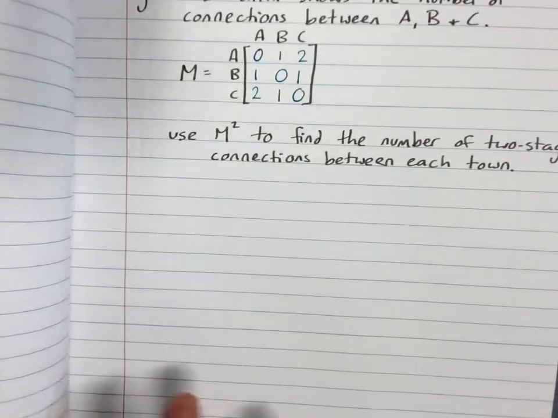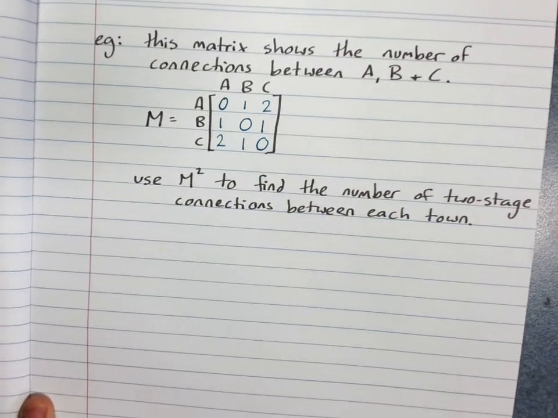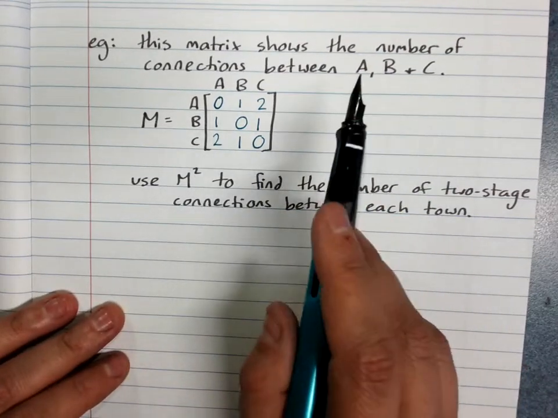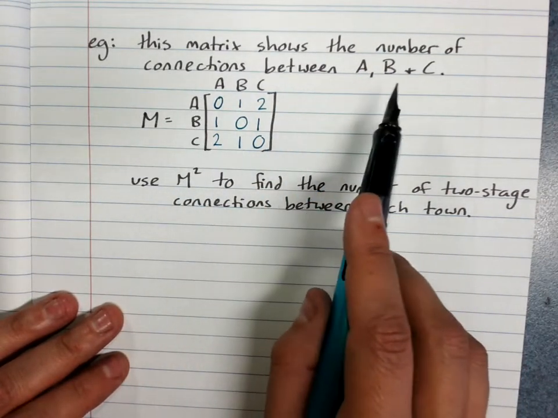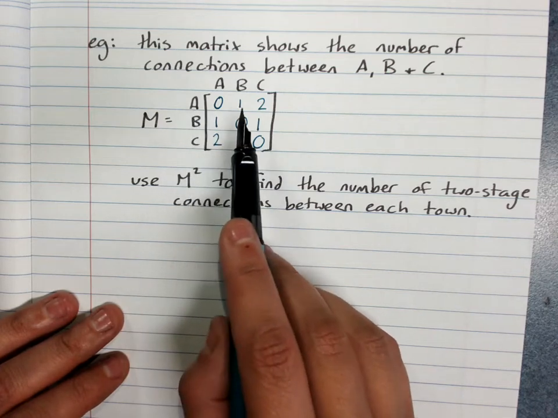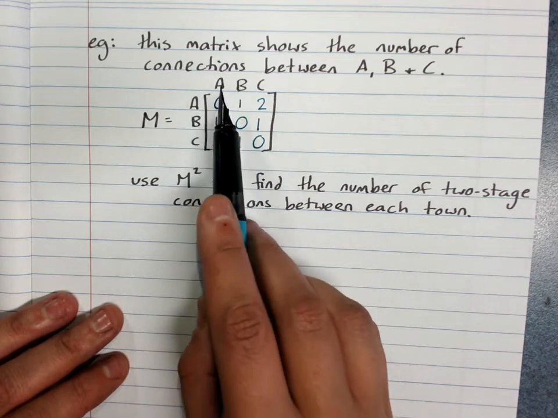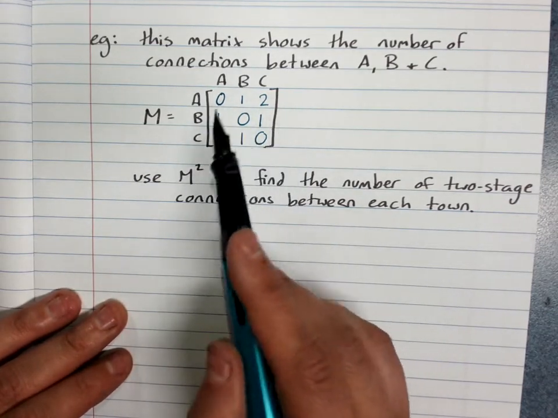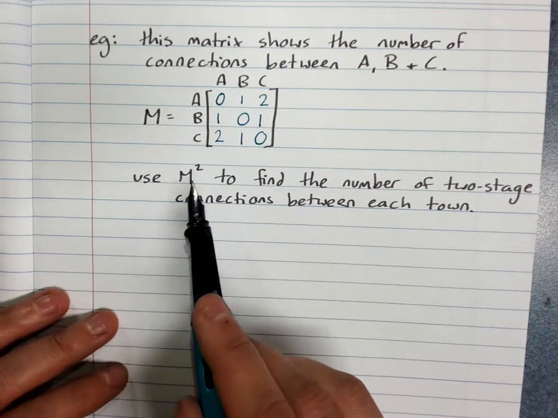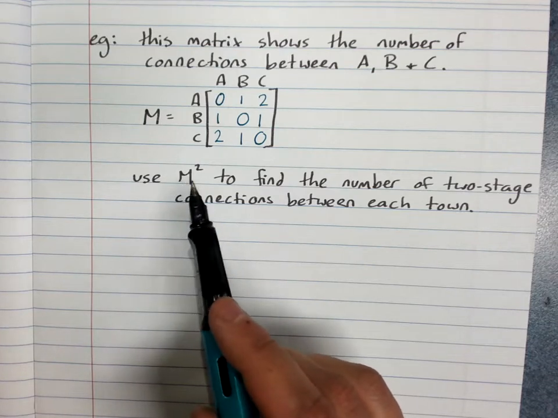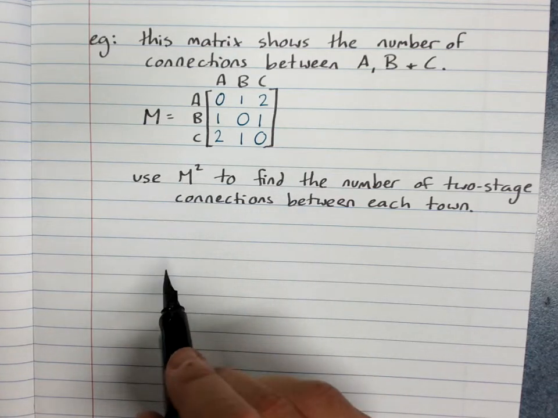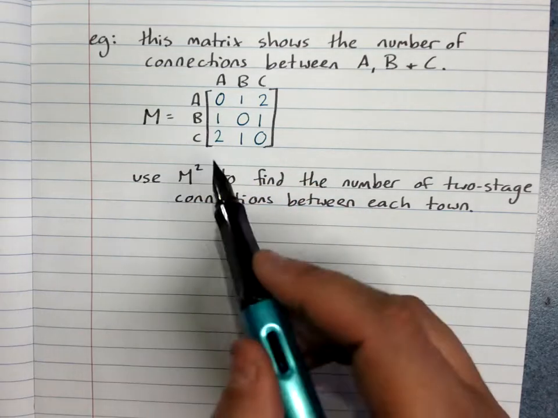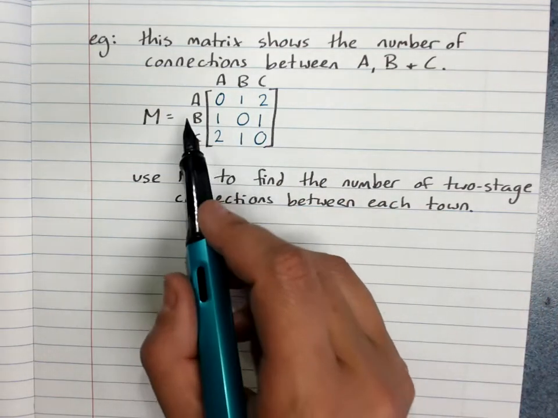The only other thing we need to be able to do is use a matrix for connections between towns or people. So this matrix shows the number of connections between A, B and C. So there's one road from A to B, one road from B to A. This tells us the number of direct roads. You should remember that squaring it tells me the number of ways that you can get from A to B via another town. So A to C to B.